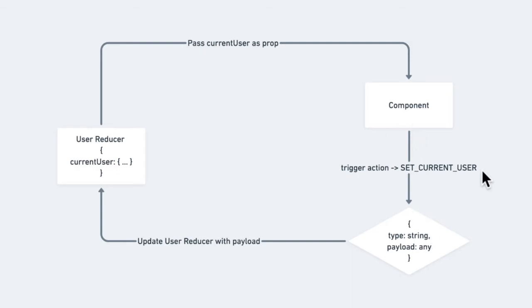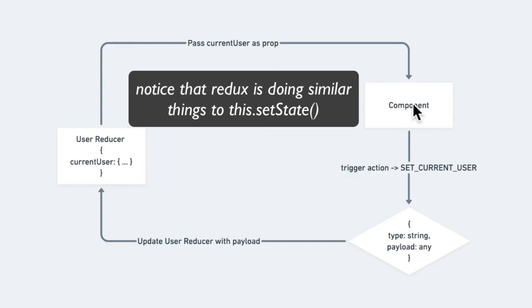Set current user would be the action. So the type would be set current user. Payload would be null this time because the user logged out. So then our user reducer would update current user with null and then pass that null current user property into our component so that our component can render null as current user or do whatever it wants with it. At that point, our component cares about that property, but our Redux does not.